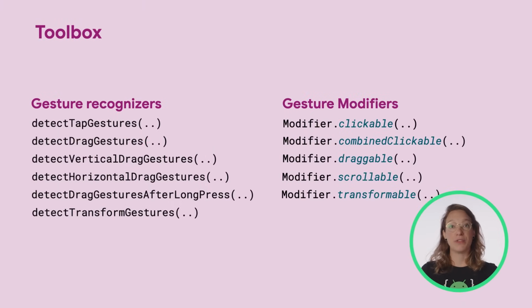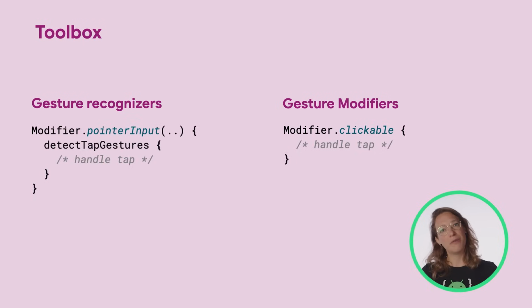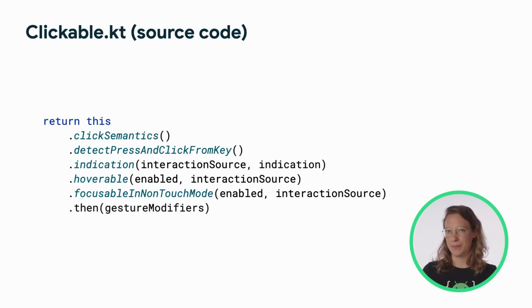We filled our toolbox up quite nicely. We have a set of custom gesture recognizers and a set of modifiers that we can use directly. So how do we choose between them? For example, we see both a clickable and a detect tap gestures, and both of them recognize taps. However, the modifier does much more than that. Let's quickly look at its source code.